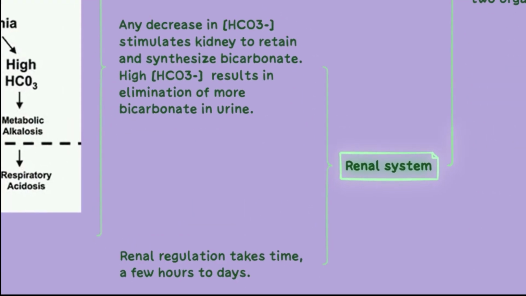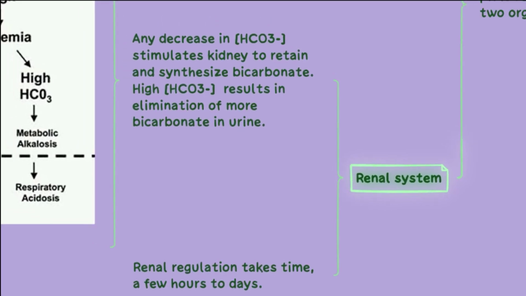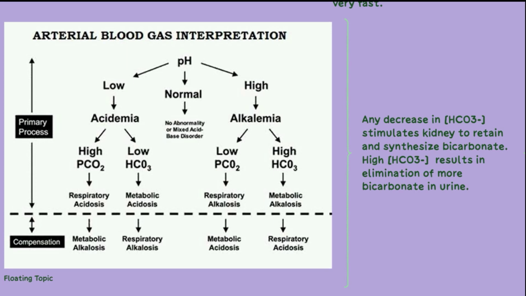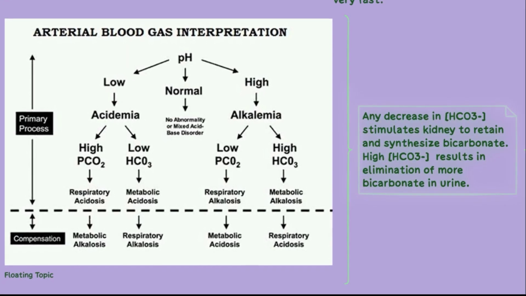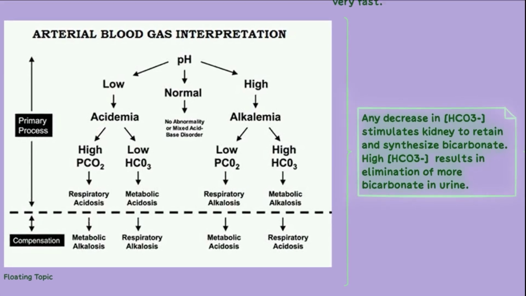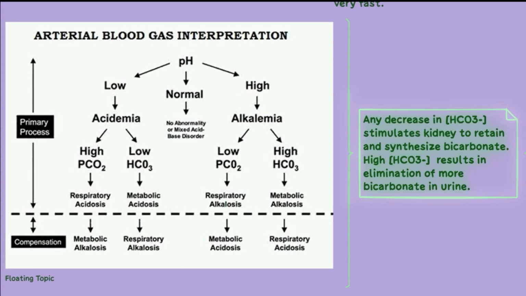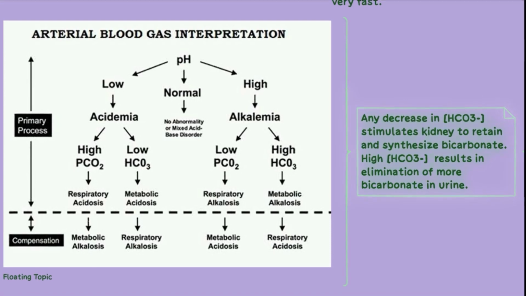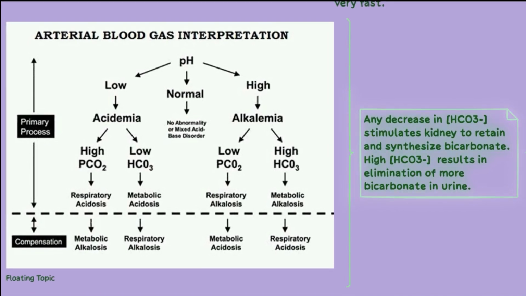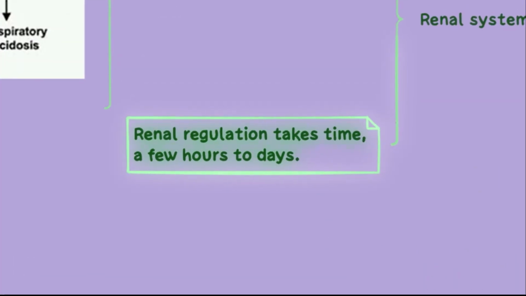The other one, the renal system, also plays a significant role in maintaining pH homeostasis. The kidneys regulate the levels of bicarbonate ions in the blood. When there is acidosis, the kidneys respond by retaining and synthesizing more bicarbonate ions, which act as a buffer to neutralize excess hydrogen ions. On the other hand, when there is alkalosis, the kidneys eliminate more bicarbonate ions in the urine, helping to decrease the pH. The renal regulation of pH can occur over several hours to days.